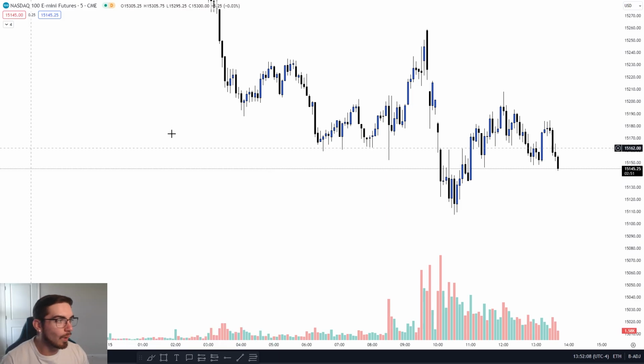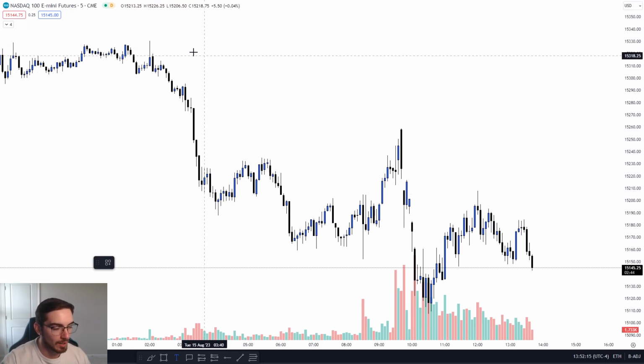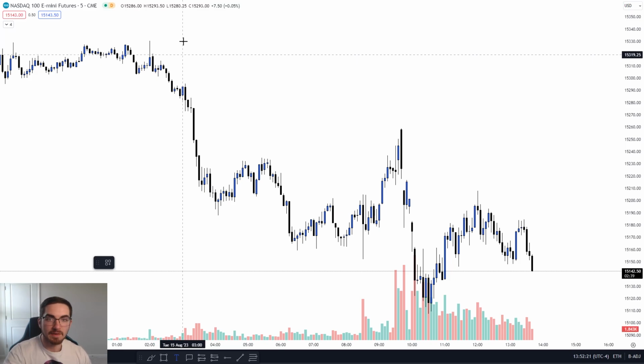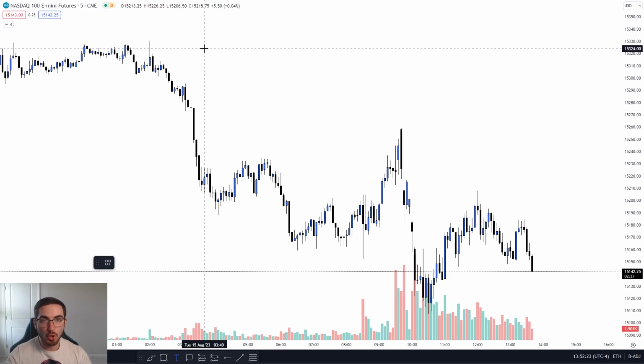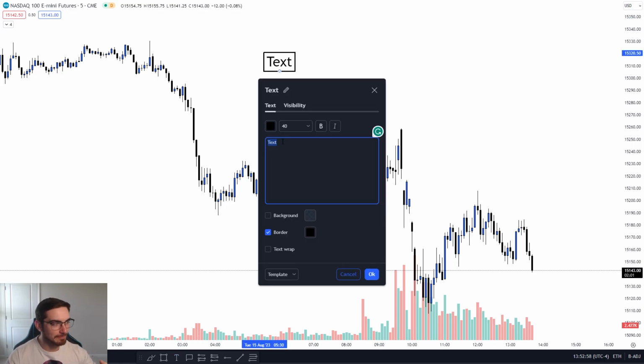Alrighty, so what is liquidity? Liquidity is basically orders being filled in the market, right? So as long as orders are being filled, there is liquidity. If no orders are being filled, there's no liquidity. But the trick to trading with liquidity is being able to identify where these orders are going to be filled at. So these orders can consist of many different things.